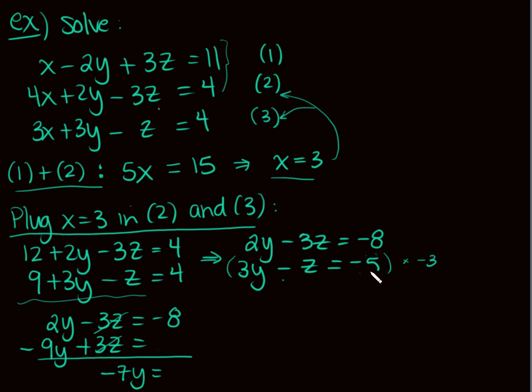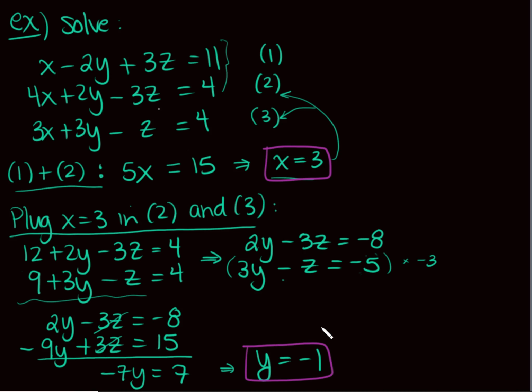So that's a negative 5. Oh, that's much better. That's 15. That's 7. And now what do we get? Then we get y equal to negative 1. Beautiful. So now let's see what we have. I have that x is equal to 3. I have that y is equal to negative 1. And now I need to find z.